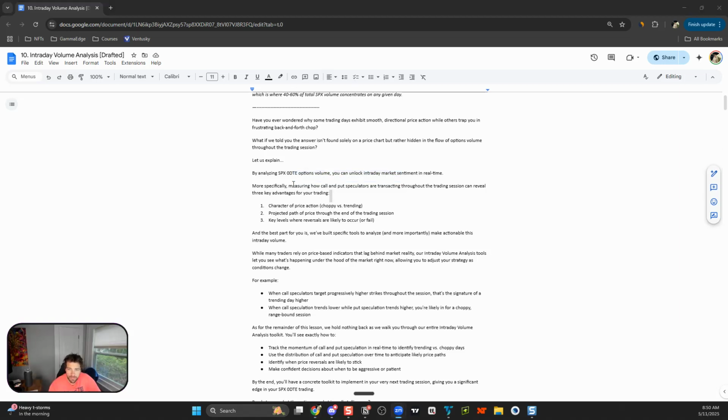More specifically, measuring how call and put speculators are transacting throughout the trading session can reveal three key advantages for your trading. One, the character of price action, which is choppy versus trending. Two, the projected price path of price through the end of the trading session. And three, key levels where reversals are likely to recur or fail.